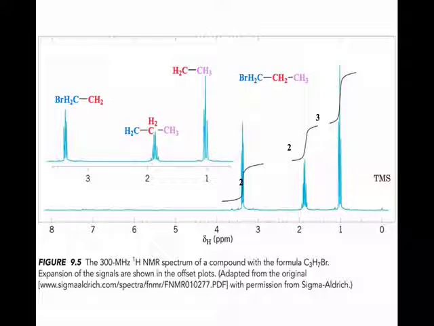How many neighbors does this CH2 have? It's got 5 total, so how many peaks should it be? 6. So I'm just going to put a 6 up there. And it's going to be a little further downfield, right? And if you look at this one, 1, 2, 3, 4, 5, 6 peaks. And then this one will be a triplet because it's got 2 neighbors, and it's going to be the furthest downfield because it's actually attached to the carbon containing the bromine.